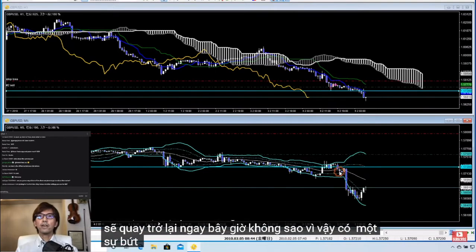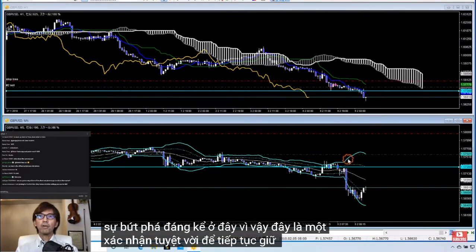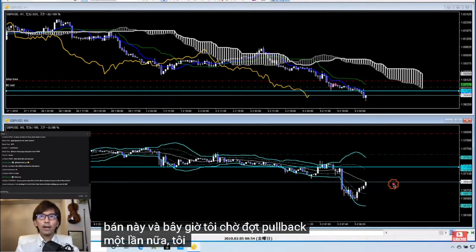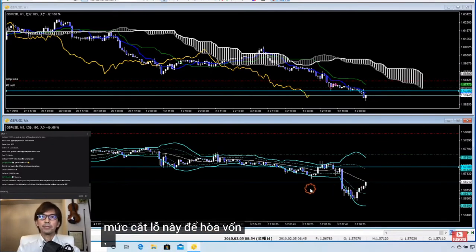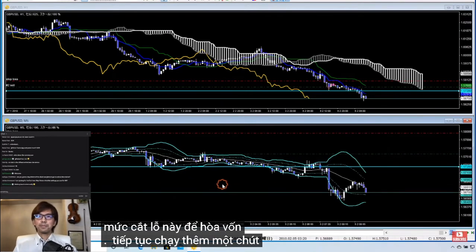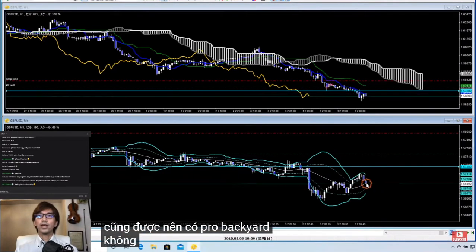Okay, so there is a significant breakout here. So this is a great confirmation to keep holding this sell. And now I wait for the pullback. Again, I wait for the pullback, and when I see the pullback, then I will move this stop loss to break even. Okay, so let me keep running a bit more. Okay, so there is a pullback here. Not quite.